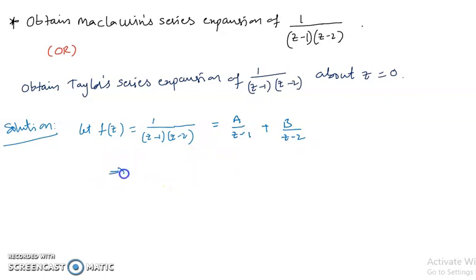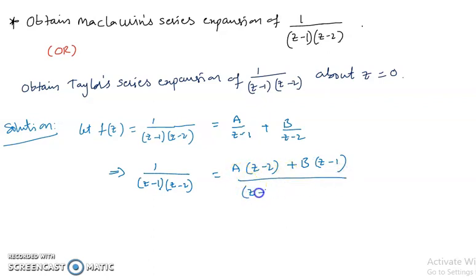From this we can write 1 by (z minus 1)(z minus 2) equal to a into (z minus 2) plus b into (z minus 1), all over (z minus 1)(z minus 2). From this we can write 1 equals a into (z minus 2) plus b into (z minus 1). Now we find the values of a and b.